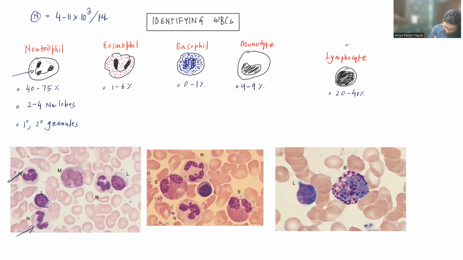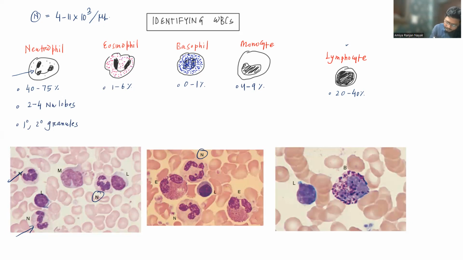As you can see here, this is a neutrophil. You can see they have 3 to 4 nuclear lobes, and also they have granules in their cytoplasm. Again, this is a neutrophil. So these are the neutrophils.